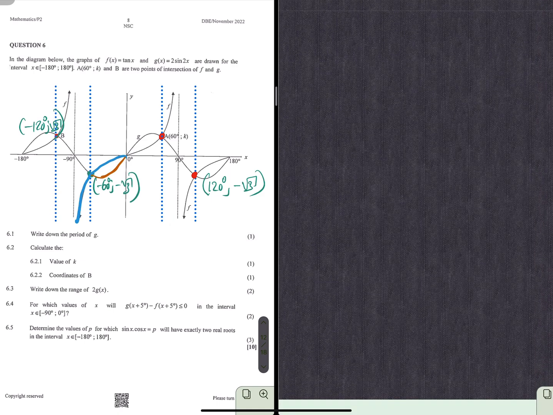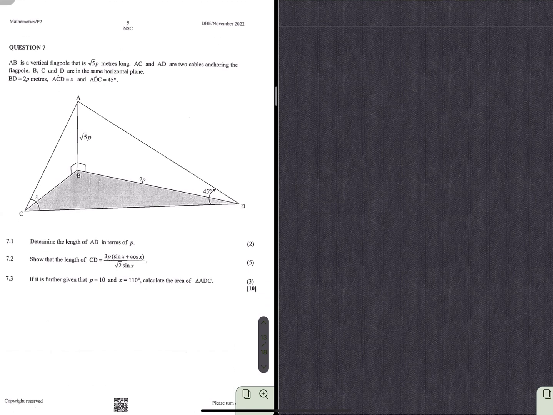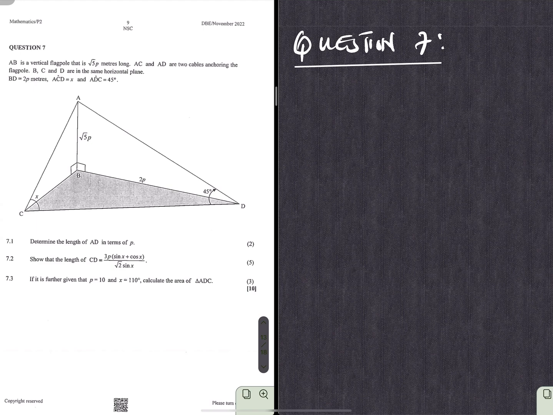Let's check the next question. I don't want to spend so much time in here. Question 7. Let's check what they are saying with question 7. They are saying that AB, what is AB? Let me check AB. Okay, there is my AB. My AB is a vertical flagpole that is root 5p in meters. So this whole stuff is in meters long.